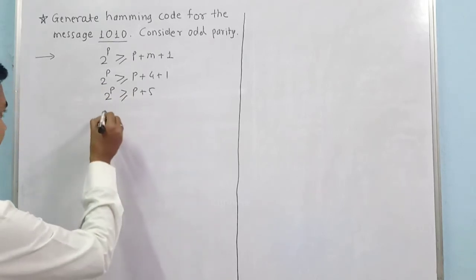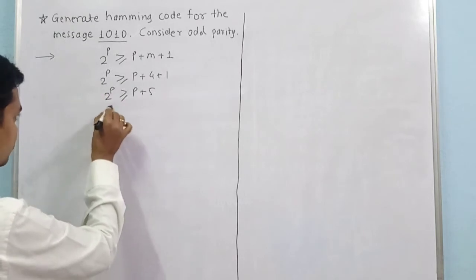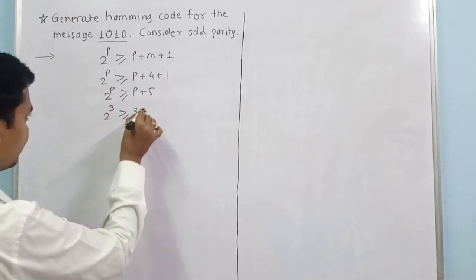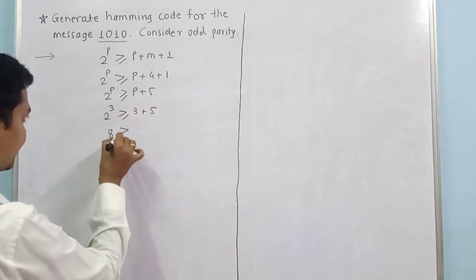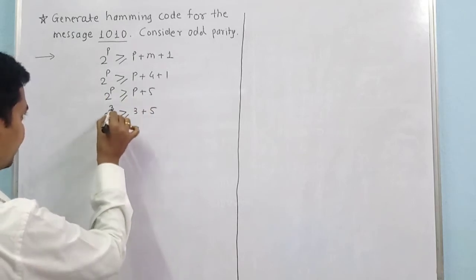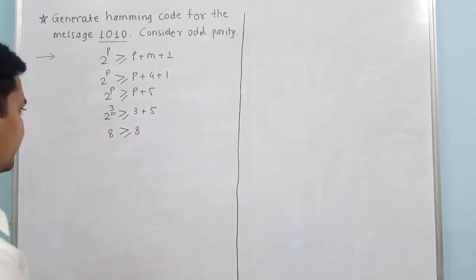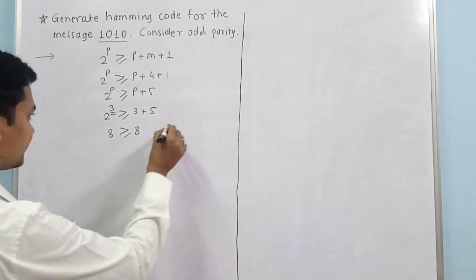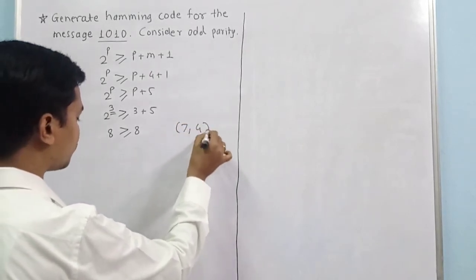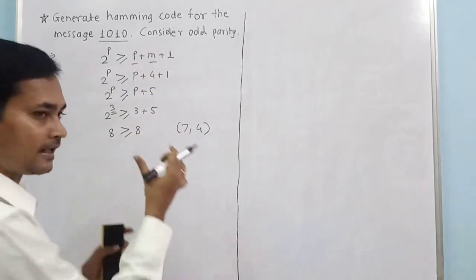Okay, so we know that to satisfy the equation, the value of p must be 3, right? So if I place 3 here, then what will happen? 2 raised to 3 equals 8, greater than or equal to 8. So here the value of p is suitable for generation of Hamming code. Okay, now we have to form the 7,4 Hamming code. So here 7 means what? p plus m. So this is the size of the Hamming code.